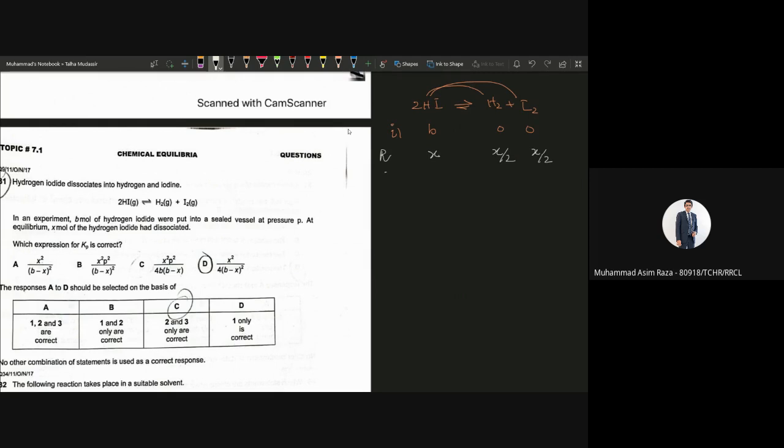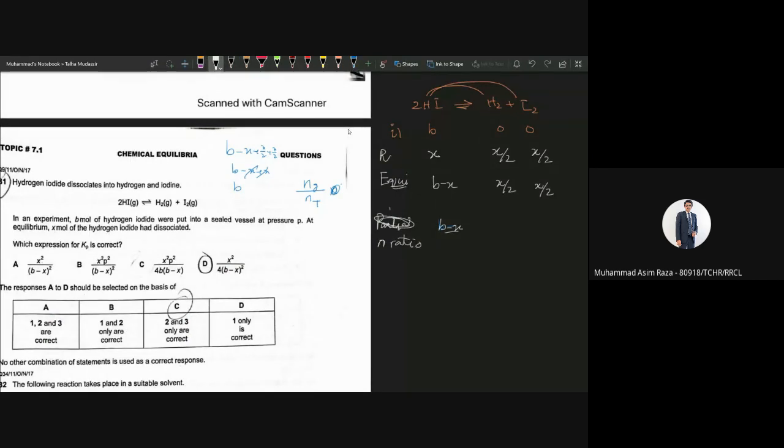Now we say how many are present at equilibrium. So b minus x is present at equilibrium, x over 2 minus 0, x over 2 minus 0, so this much is left. And the total pressure was P. So the partial pressure of each of these, first you should know the mole ratio. Mole ratio is equal to the number of moles of that particular gas over the total number of moles. So the total number of moles is b minus x plus x over 2 plus x over 2, so it will be b.